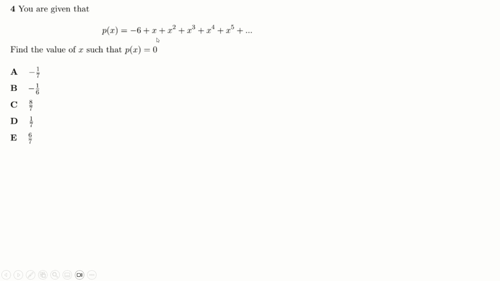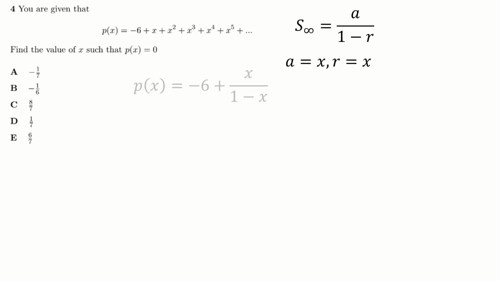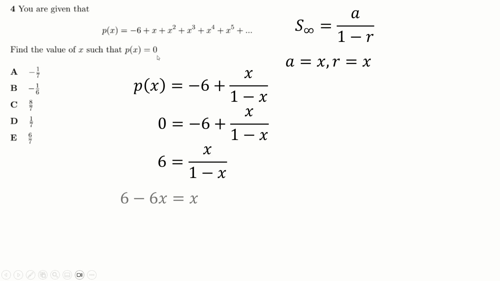Next here, now this is almost a geometric series, except for this minus 6, so we'll just cut it here and say it's minus 6 plus an infinite geometric series, starting at x and having a common ratio also of x. So what we'll say is that this p of x is equal to minus 6 plus the sum to infinity of that geometric series. And of course, if p of x is 0, we can just solve this very quickly and we'll end up with 6/7 as our answer.